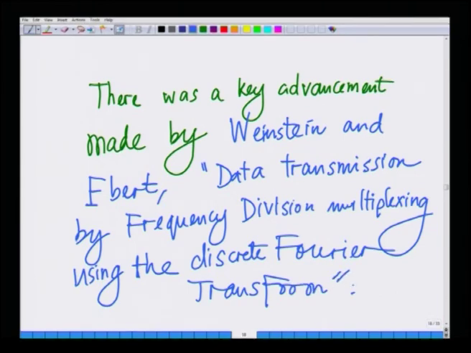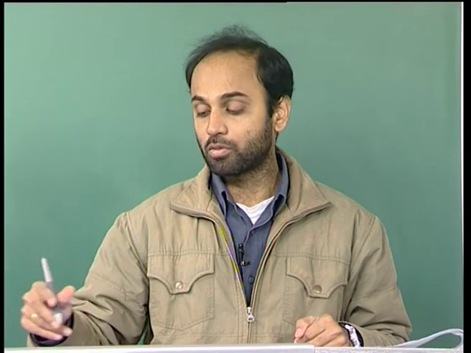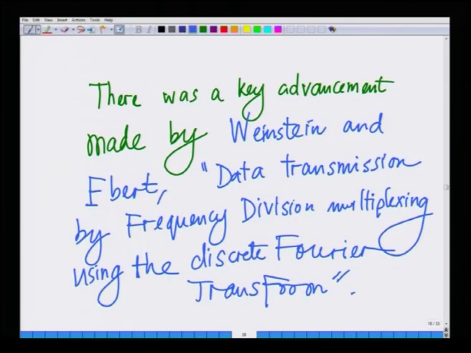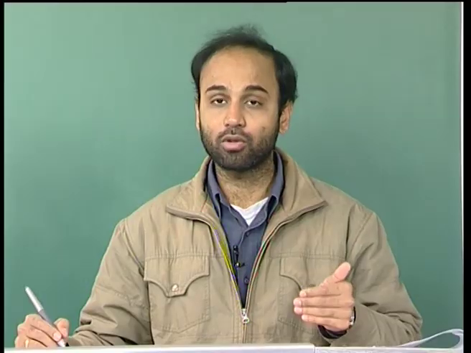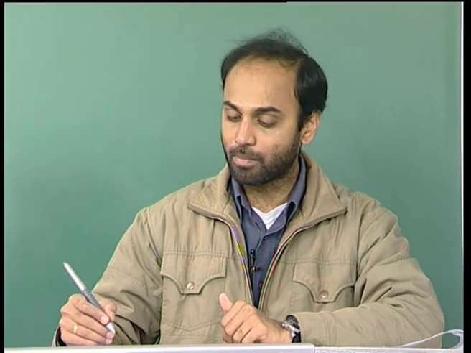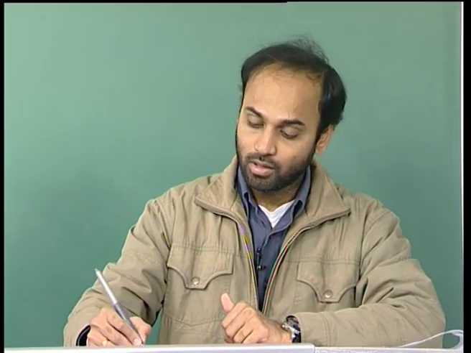That is, there was a technique which we are going to talk about shortly, which solved this problem, which was proposed by Weinstein and Ebert in their paper, data transmission by frequency division multiplexing using the discrete Fourier transform. This was proposed in 1971, and both of them were engineers working at Bell Telephone Laboratory.